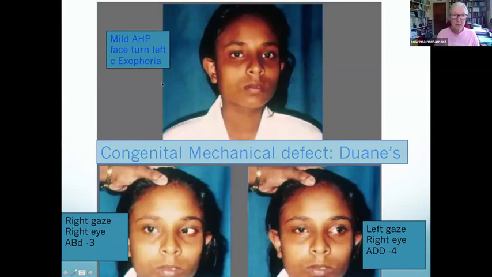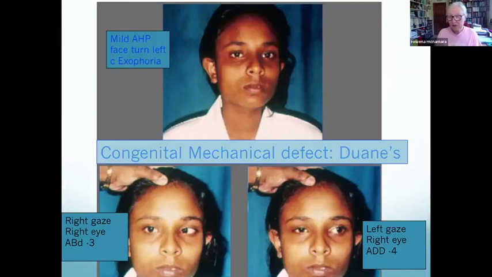Just to give you examples of the mechanical types of problems, this patient has a Duane's syndrome, which she was born with. The right eye is fixed, it won't go outwards, so it has a -3 abduction deficit when the patient tries to look to the right. When the patient tries to look to the left, the right eye also cannot adduct. So the patient is most comfortable when her head is turned slightly to the left, where she actually has binocular single vision. She's got an exophoria.